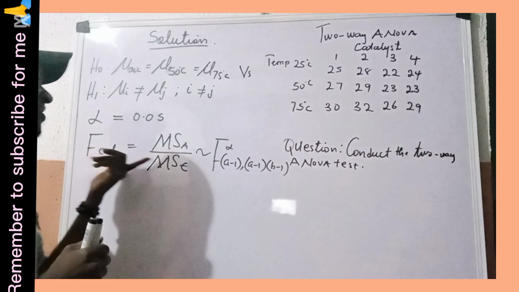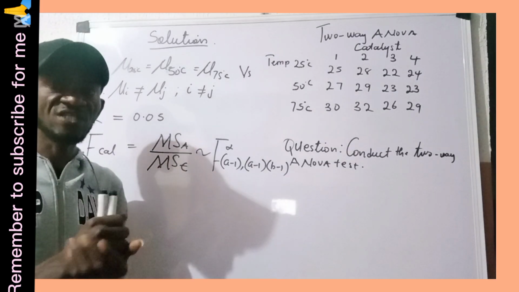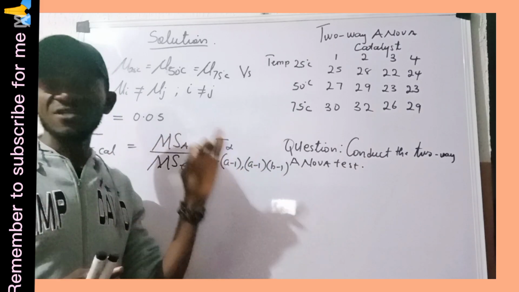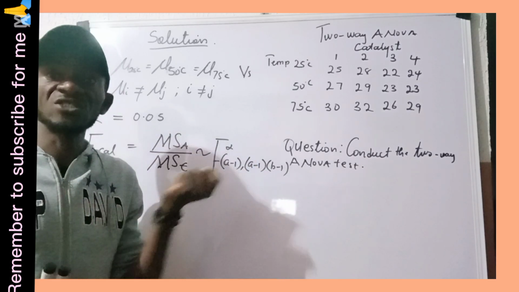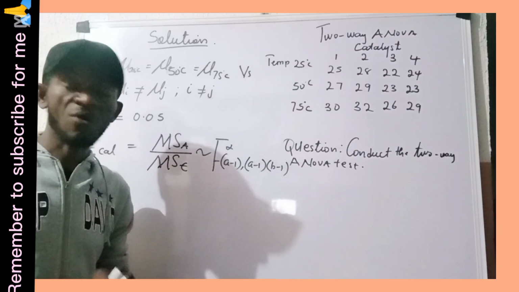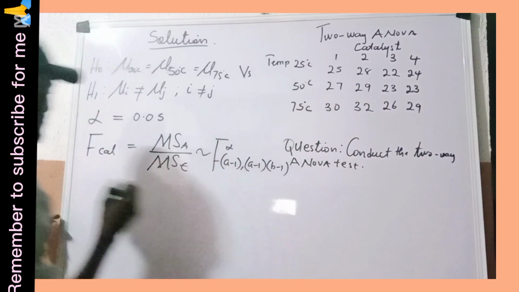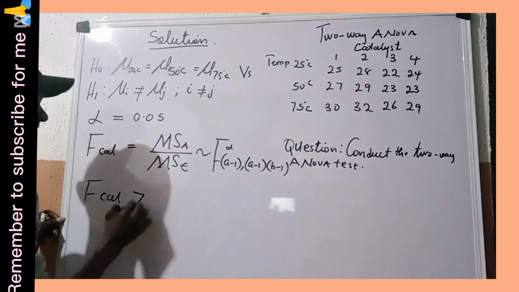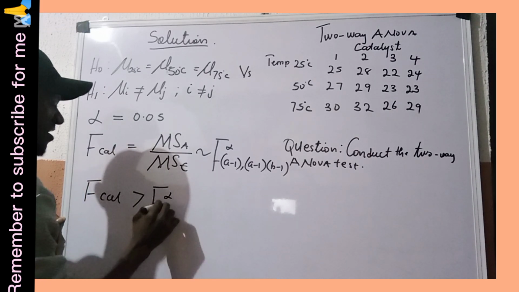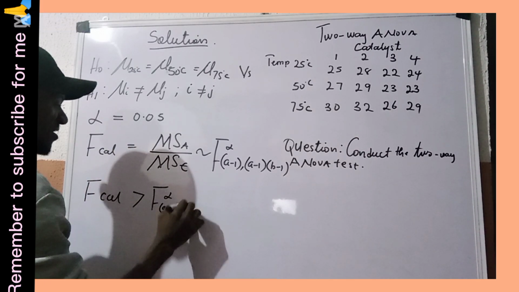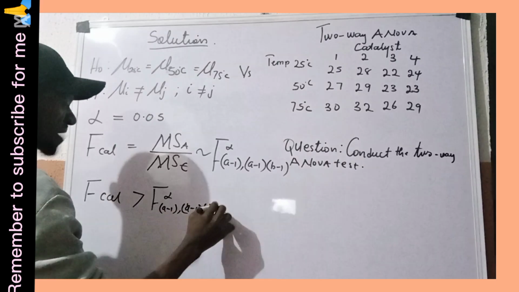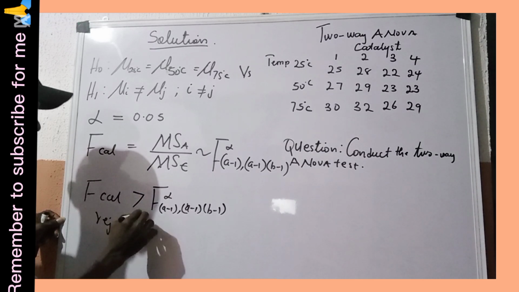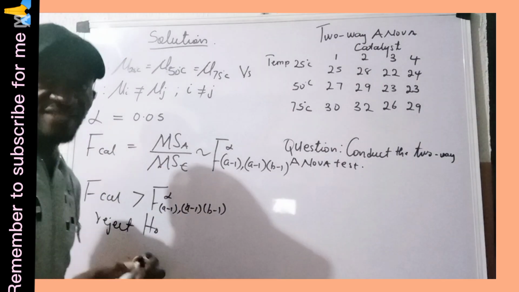So the moment we define our test statistic, the next thing is for us to state the critical region. The critical region is the region at which, when the test statistic falls in, we are going to reject our null hypothesis. And to state it, we say that if F cal is greater than F of alpha at A minus 1, comma, A minus 1 into B minus 1, reject the null hypothesis, reject H0. Otherwise, we accept it.